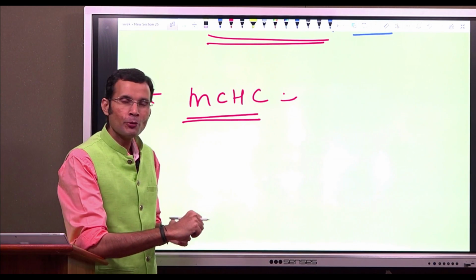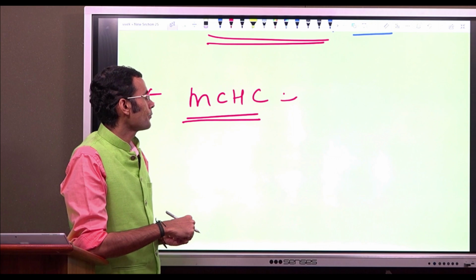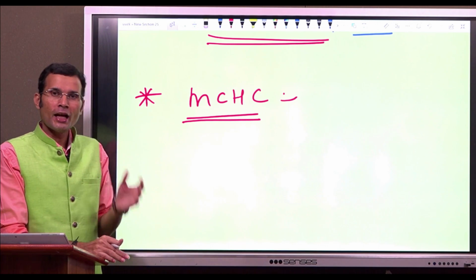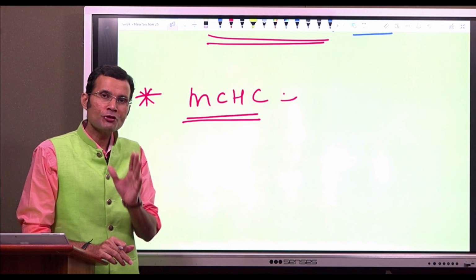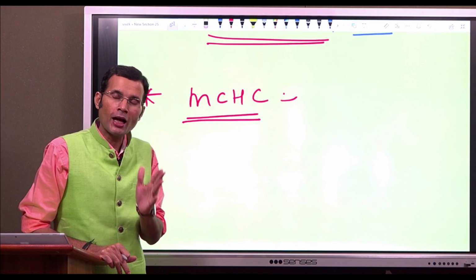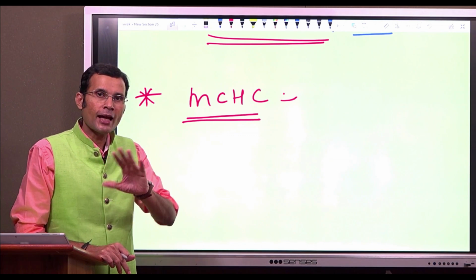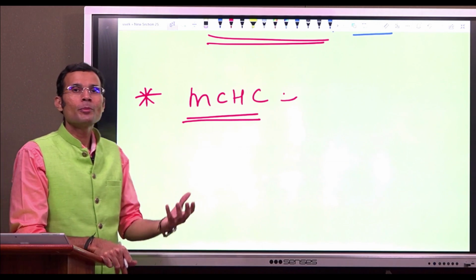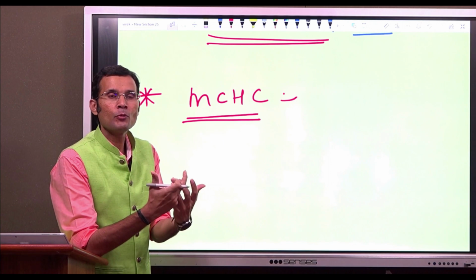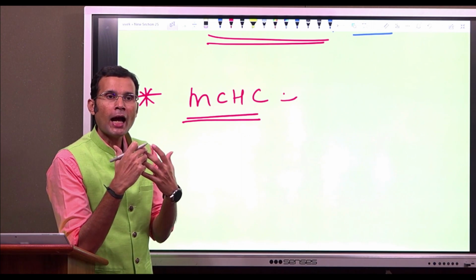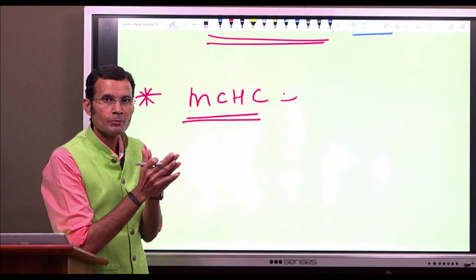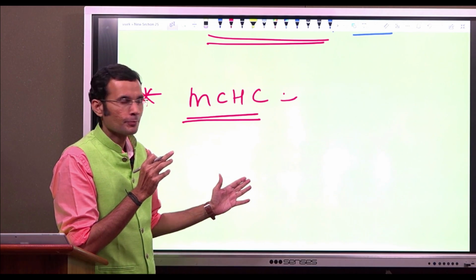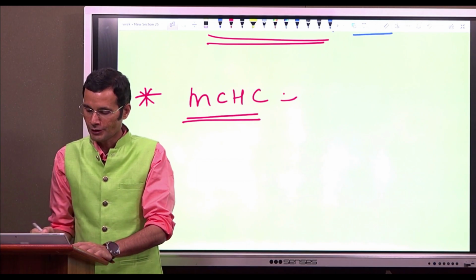Mean corpuscular hemoglobin concentration is, on an average, how much volume of an RBC is saturated with hemoglobin. You know, hemoglobin is inside the RBCs. That hemoglobin is saturating how much volume of an RBC? That's called mean corpuscular hemoglobin concentration. Let me explain this further.